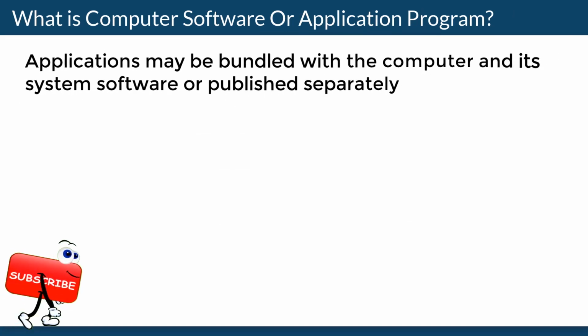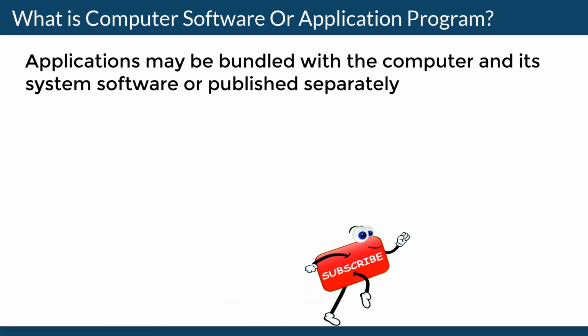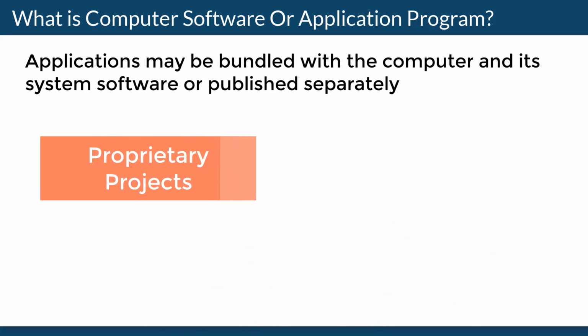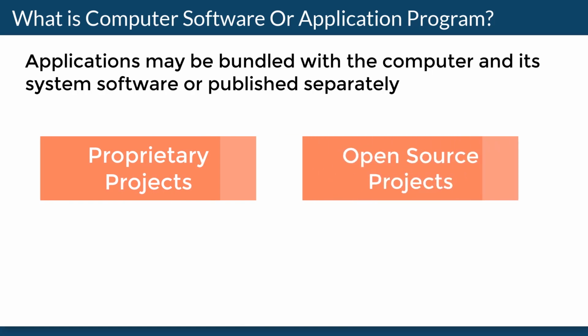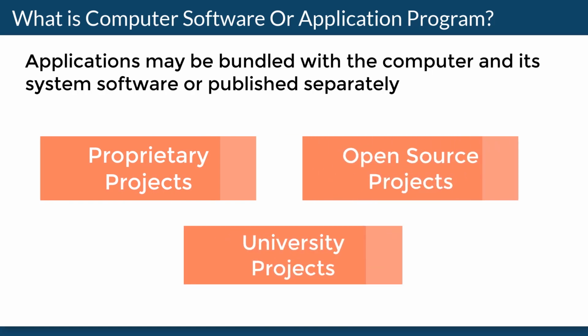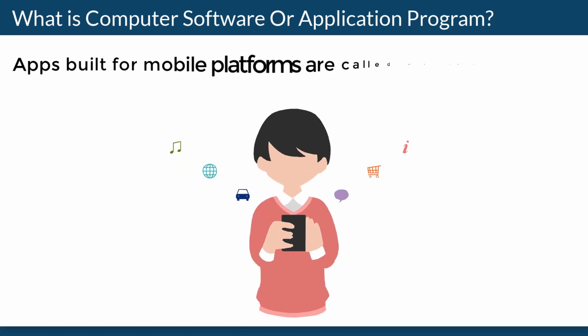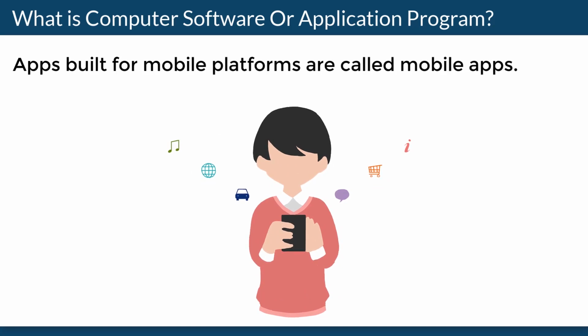Applications may be bundled with a computer and its system software or published separately, and may be coded as proprietary, open source, or university projects. Apps built for mobile platform are called mobile apps.